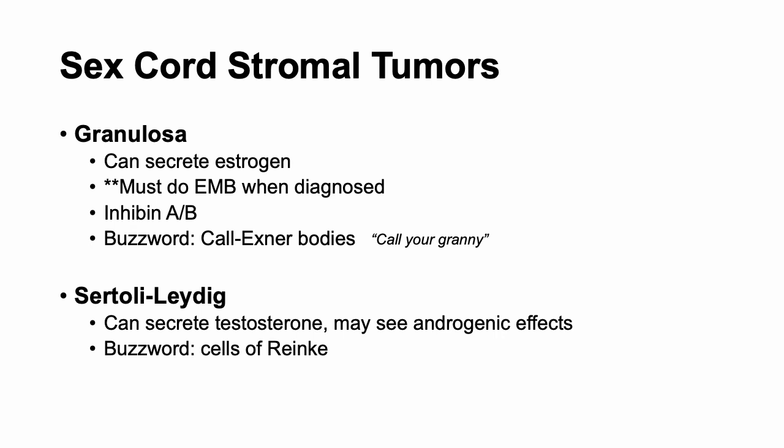Granulosa cell tumors are tumors that can secrete estrogen. Due to that, you must do an endometrial biopsy when these are diagnosed. Inhibin A and B are the tumor markers that can be elevated with granulosa cell tumors, and your typical buzzword for granulosa cell tumors are Call-Exner bodies, and this is what you would see on histology.